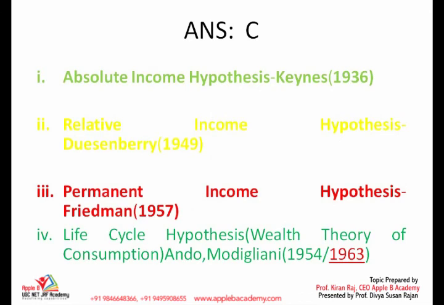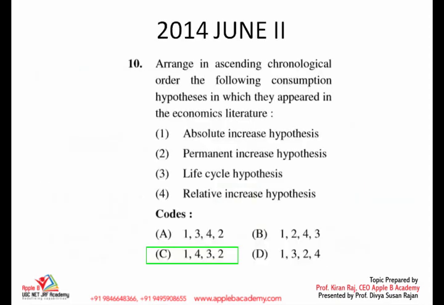Absolute income hypothesis by Keynes, 1936. Duesenberry, 1949, permanent income hypothesis, 1957. However, because we do not have an option of A, C, D, C, we will put in the life cycle hypothesis as 1963 given by Modigliani. The same question was asked in 2014 June, paper 2. Here it is again asked, arrange in the ascending chronological order: absolute income hypothesis, permanent income hypothesis, life cycle hypothesis, relative income hypothesis. Here on the other hand, we have the option absolute income hypothesis, relative income hypothesis, life cycle hypothesis and permanent income hypothesis as option C. The other option is not given. So the correct answer to this is C.